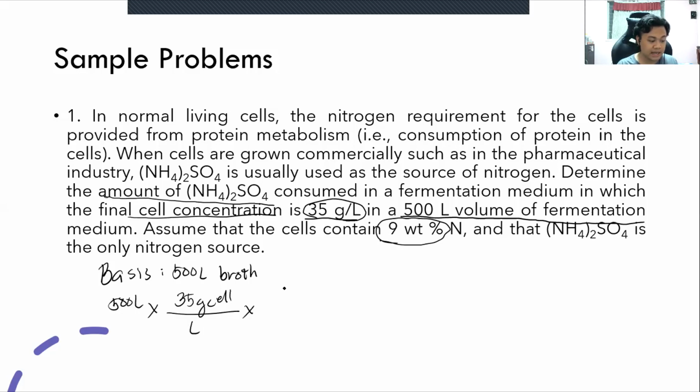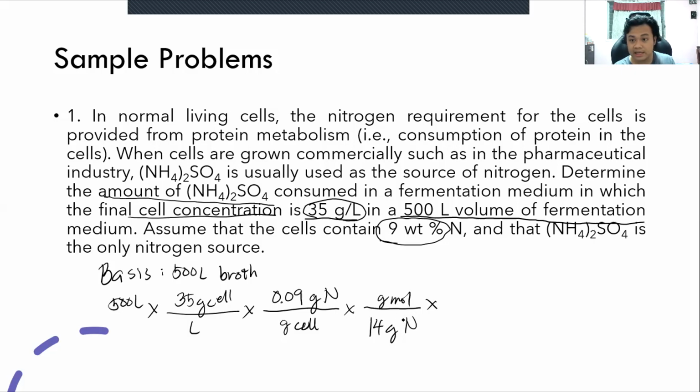In every cell, it has 9% nitrogen by weight, so it's 0.09 grams of nitrogen per gram of cell. Then we will get the moles of our nitrogen. It's just dividing that by the molar mass, and then we will get the amount of ammonium sulfate that was consumed.